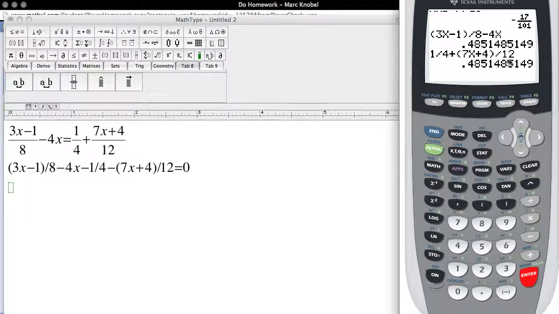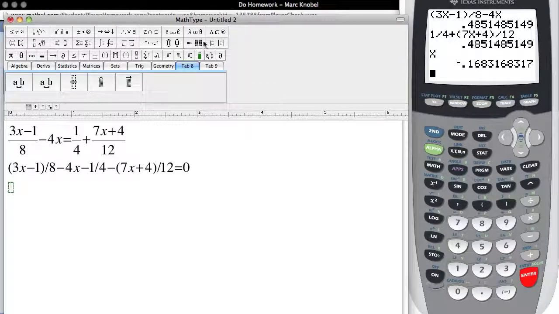Okay, so I've got exactly the same decimal. I know that that value of x satisfies my equation. If I want to get x again, I just press x as a reminder. So it's about negative 0.168. And now I'm sure that I've got a solution to my equation. So I'm in really good shape now, and I'm ready to go to Course Compass and check my work.